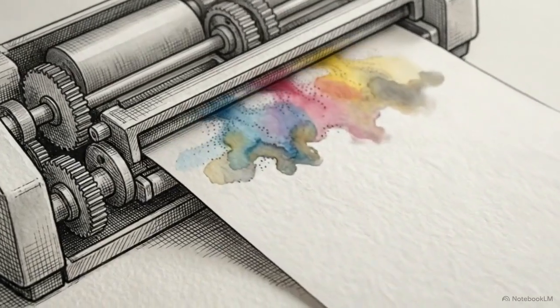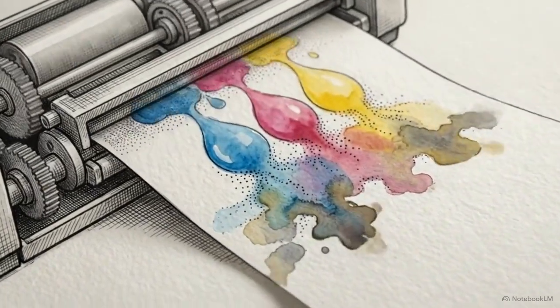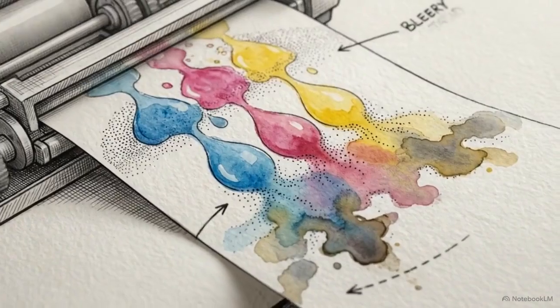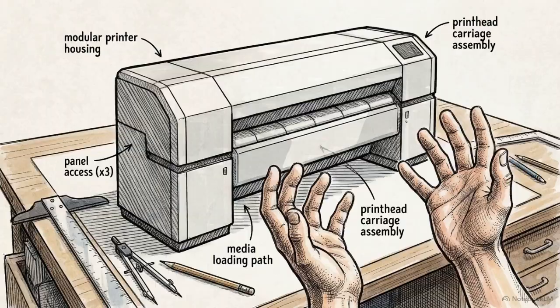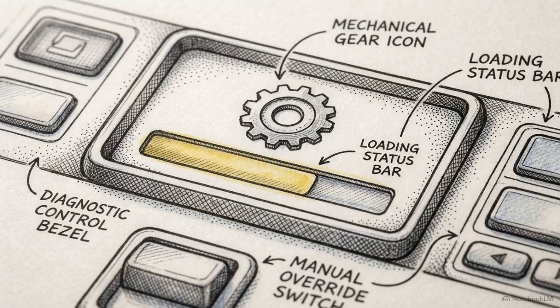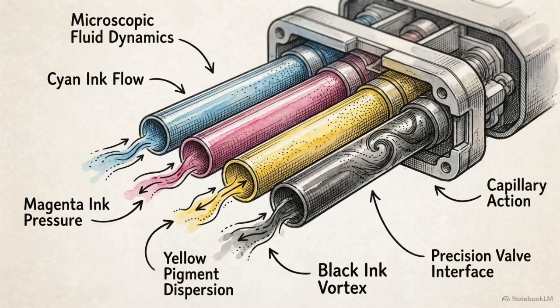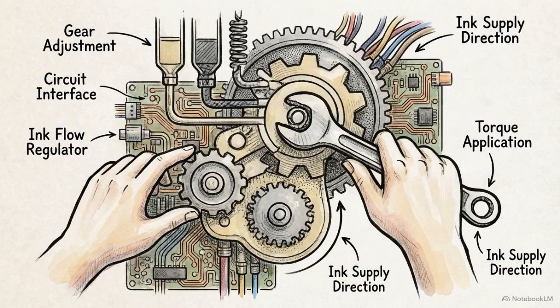You unbox a pristine, high-tech machine, send your file, and watch as it spits out a faded, bleeding mess. The immediate reflex is to blame the hardware. You run printhead cleaning cycles, check the ink supply lines, and dig into the mechanical settings.